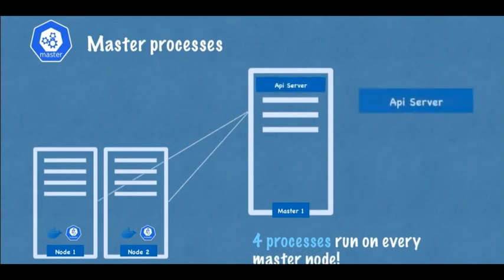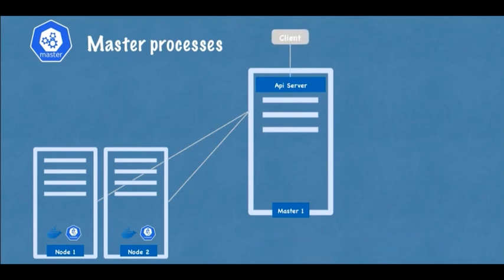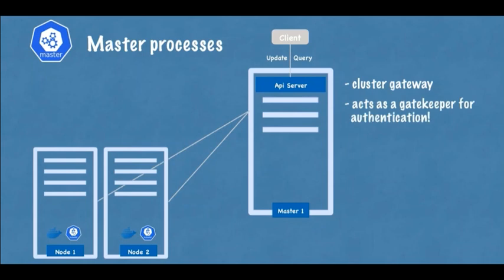When you want to deploy a new application in a Kubernetes cluster, you interact with the API server using some client. It could be a UI like the Kubernetes dashboard, or a command line tool like kubectl. So the API server is like a cluster gateway, which gets the initial request for any update in the cluster. It also acts like a gatekeeper for authentication, making sure that only authenticated and authorized requests get through to the cluster.